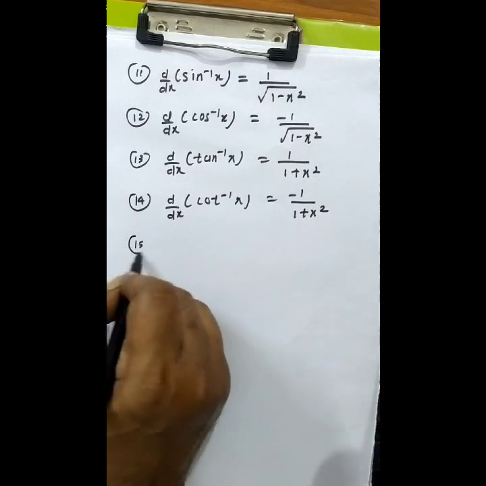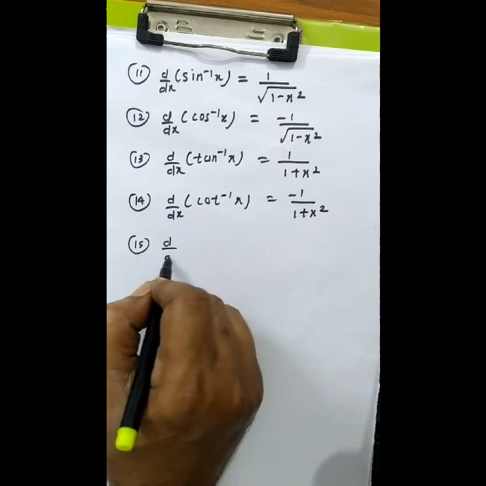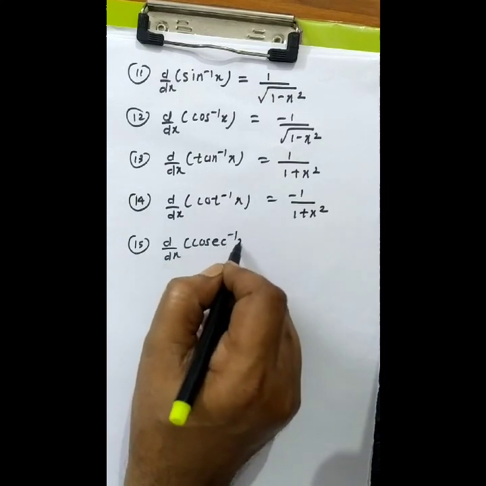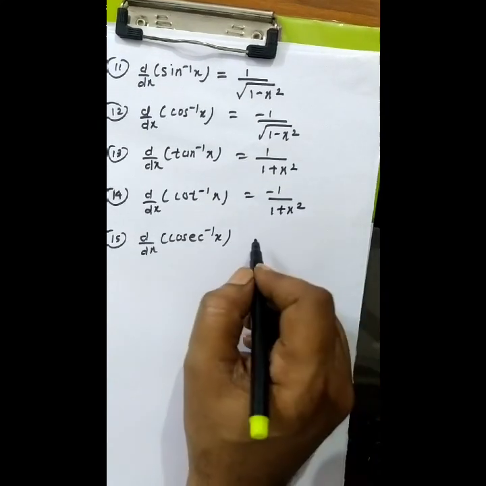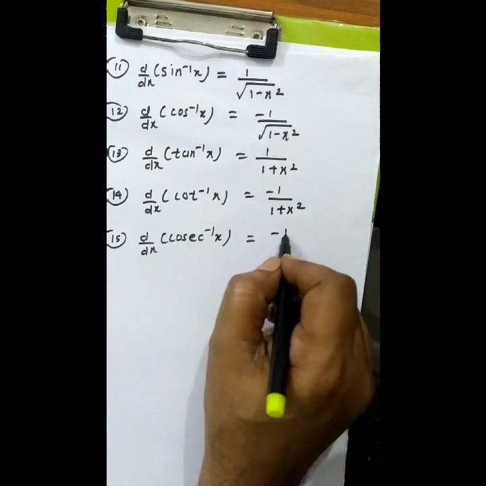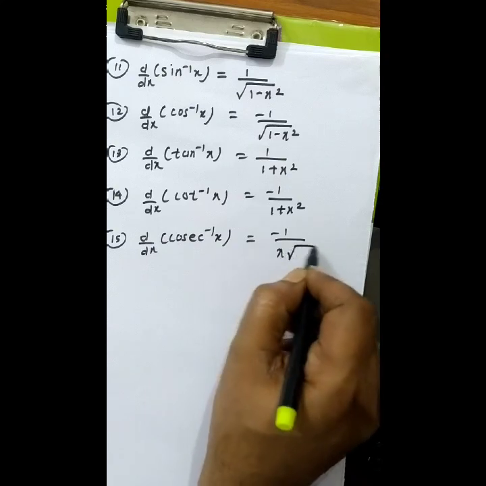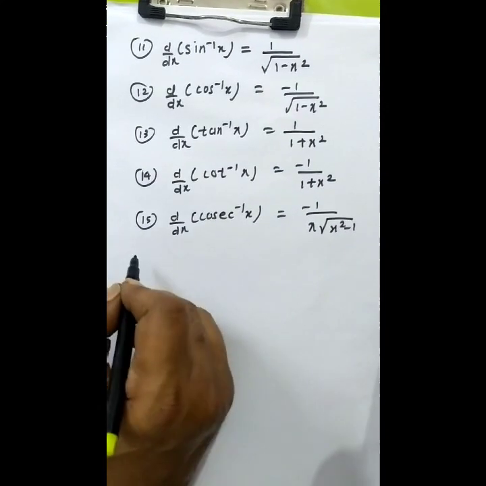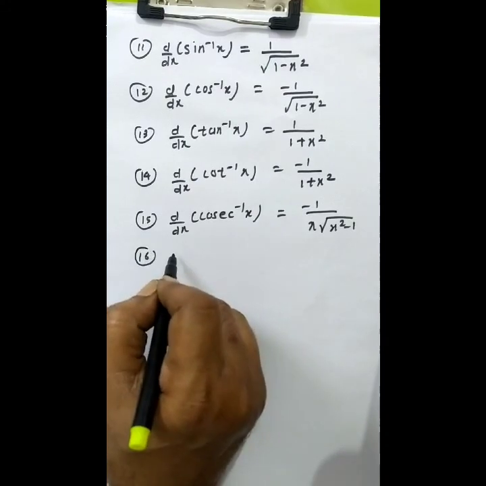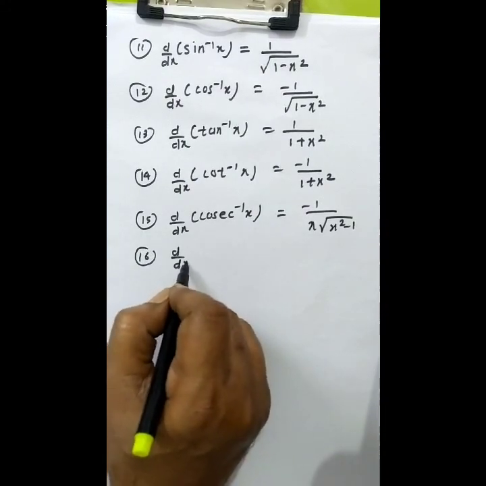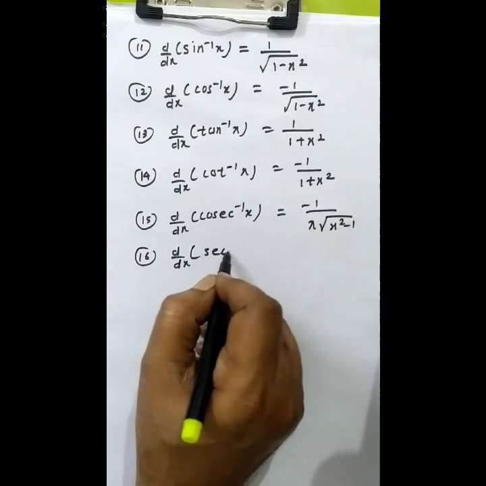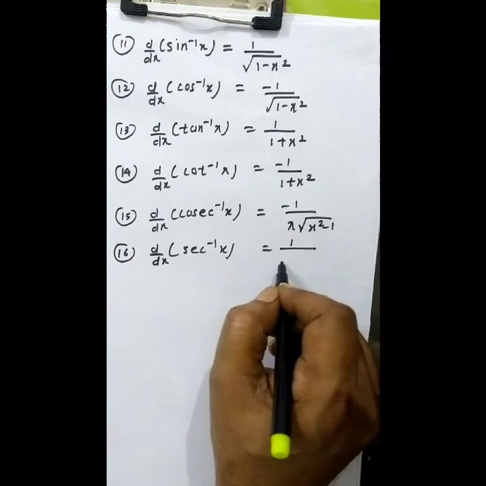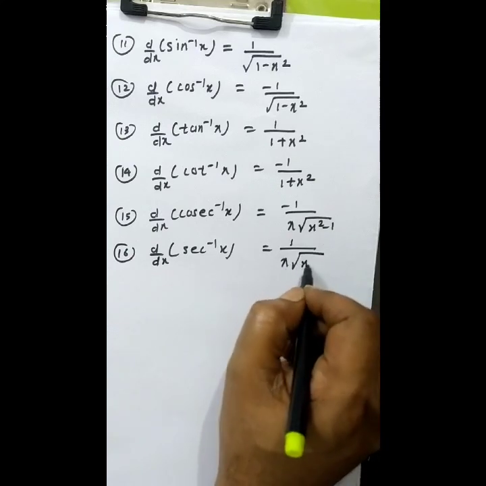Then we come to d by dx of cosec inverse of x. So it is minus 1 divided by x into root of x square minus 1. Next, d by dx of sec inverse of x is 1 divided by x into root of x square minus 1.